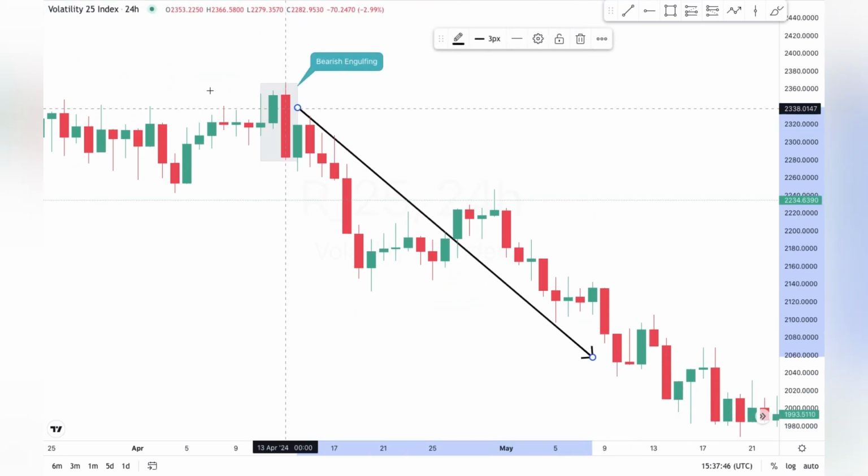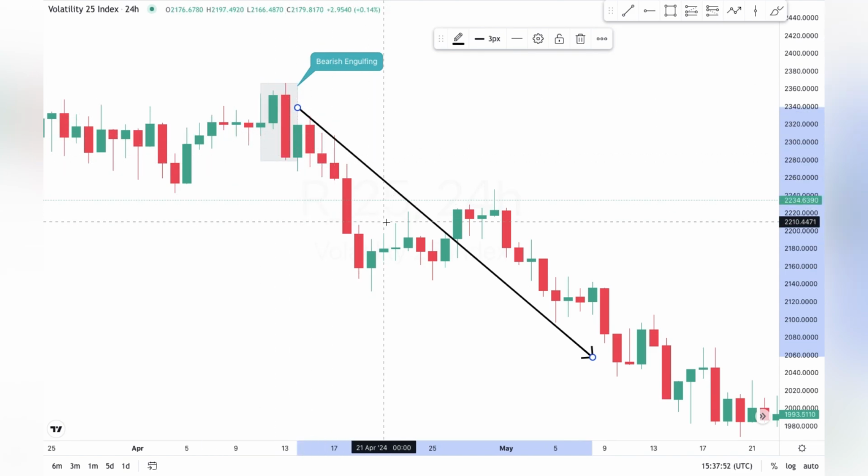So when you see engulfing patterns, it tells us that the buyers are having less strength, and bearish engulfing patterns tell us that the sellers are now in charge. The bullish engulfing patterns tell us that the buyers are now in charge.